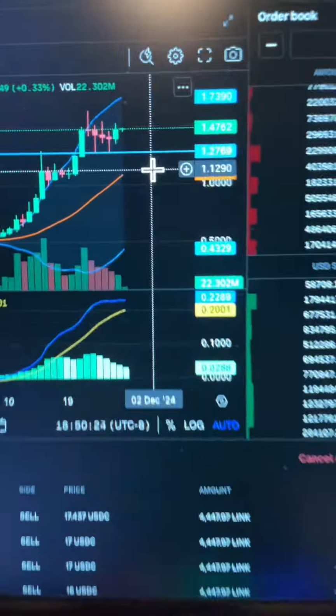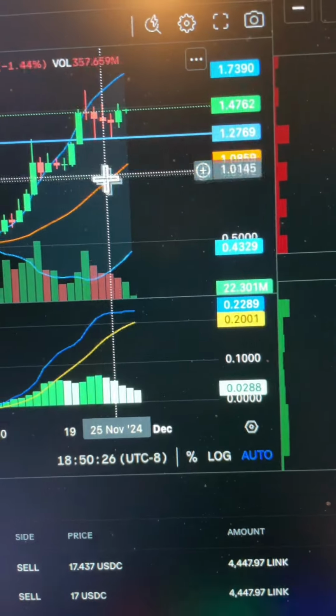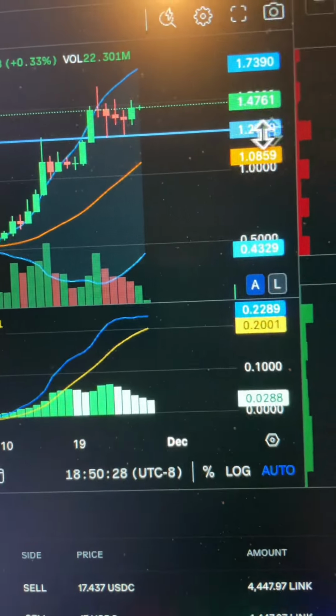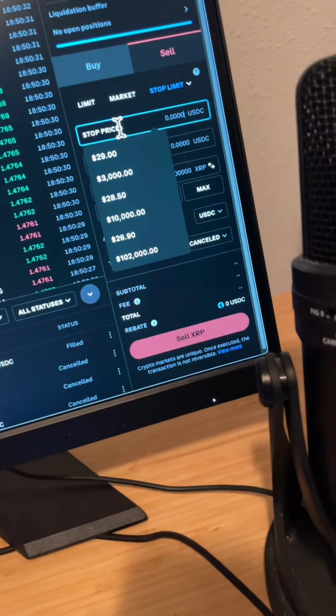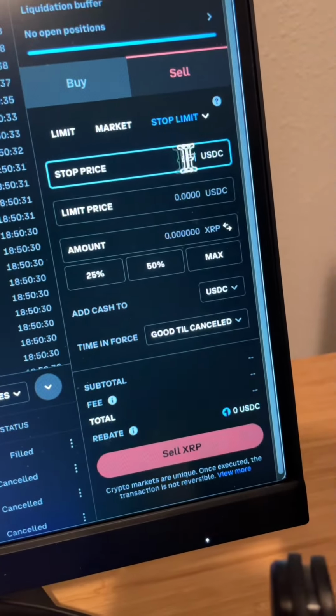Okay, so everyone can identify on this chart. All these traders looking at this chart, they're looking at the same chart. They can see, boom, 1.27 is support. Okay, so what I'm going to do is I'm going to go to my sell, and then I'm going to hit that stop price, and let's set it at 1.27. Okay, so 1.27 is going to be the stop price.